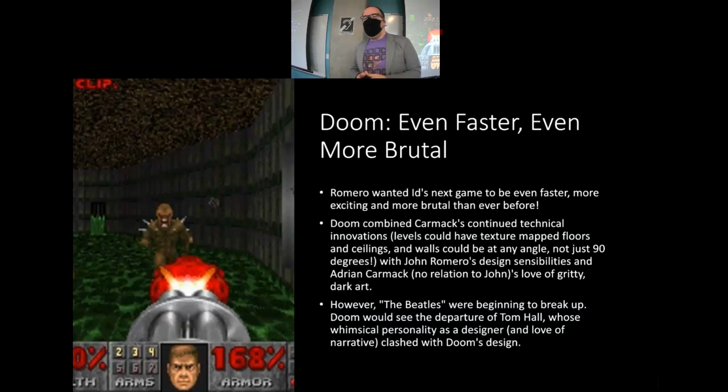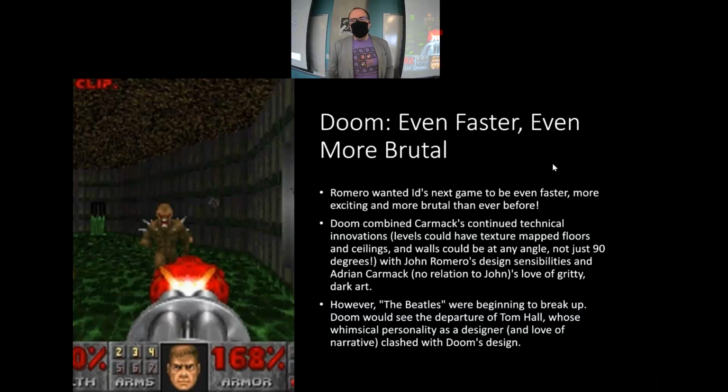However, it was at this point that the Beatles were beginning to break up. I guess if we really wanted to take this analogy as far as we can go, Doom's kind of like the White Album for id Software, in that it's a masterpiece, just a pinnacle of their art. But it happened right as they were starting to break apart a little bit here. And the first of the id Software innovators to leave was Tom Hall.